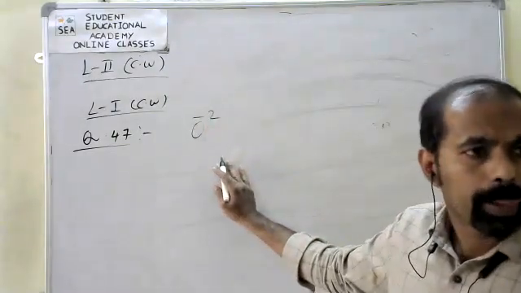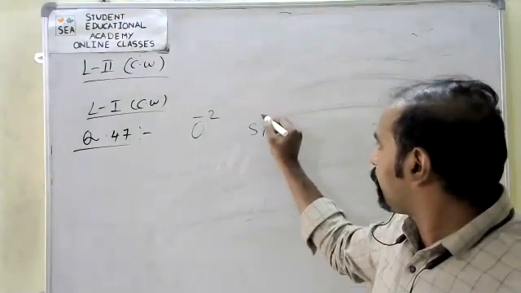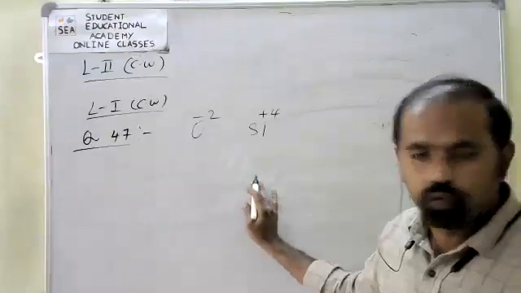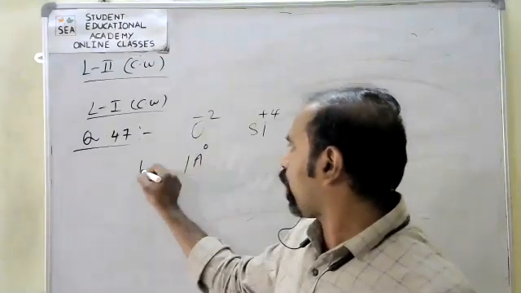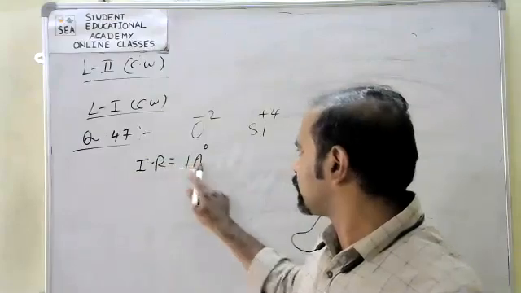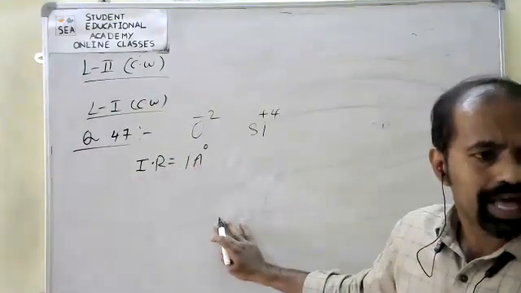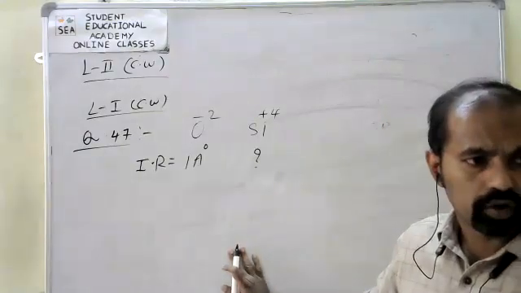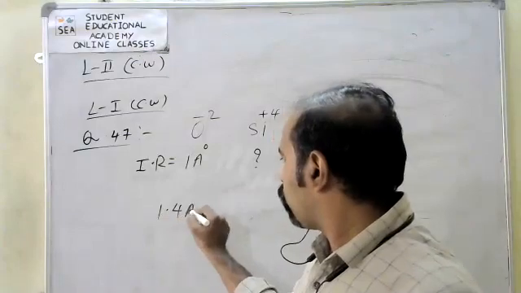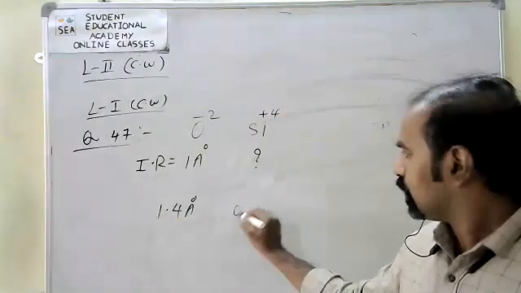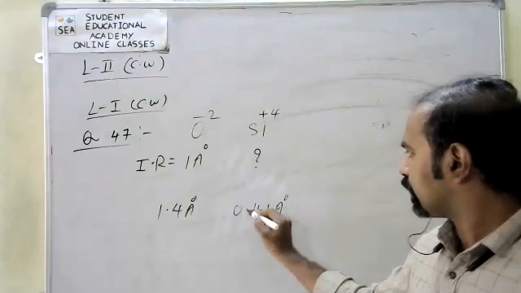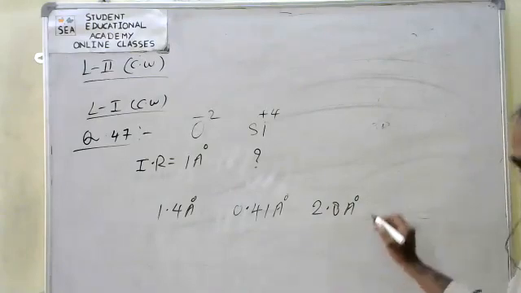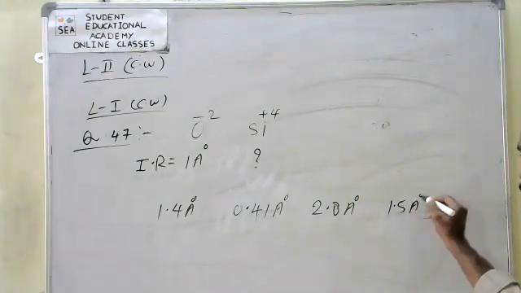O-2 and Si+4 are isoelectronic ions. If the ionic radius of O-2 is 1 angstrom, what is the ionic radius of silicon? They have given the options: 1.4 angstroms, 0.41 angstroms, 2.8 angstroms, and 1.5 angstroms.